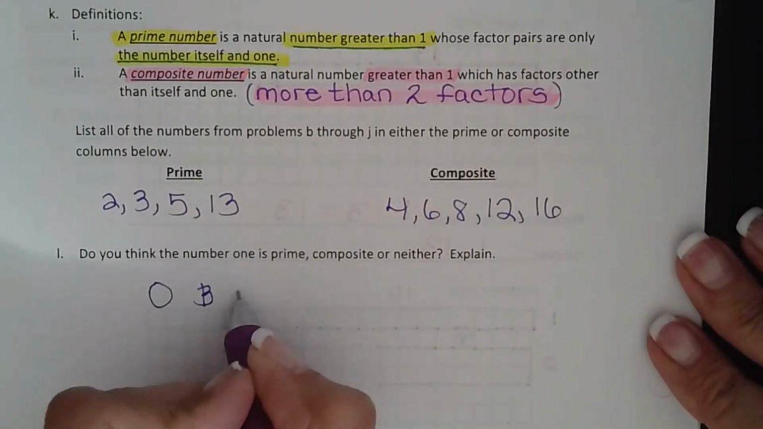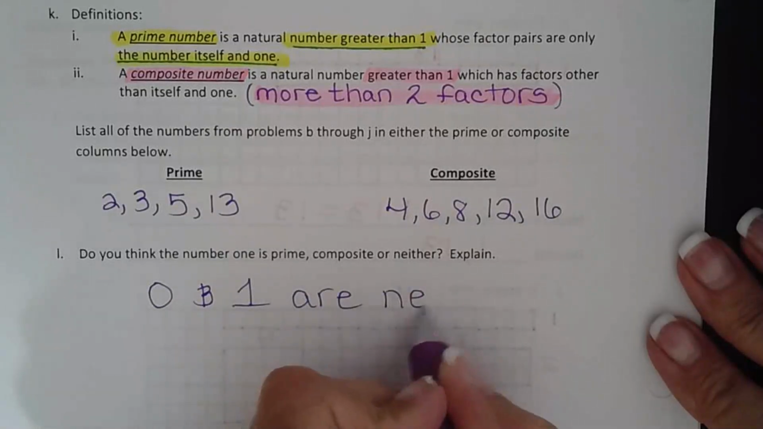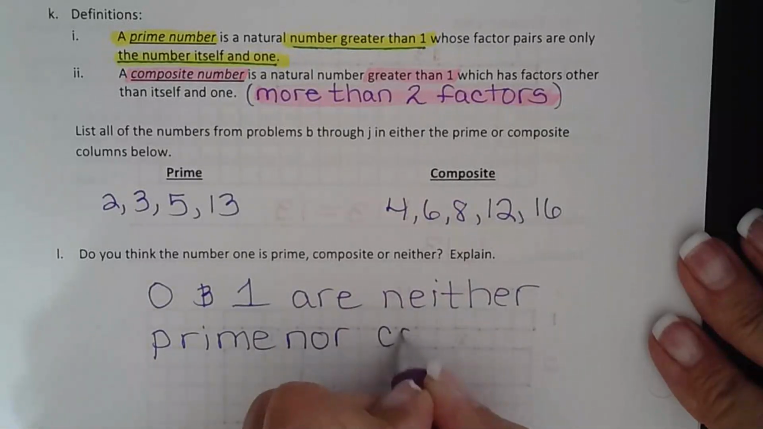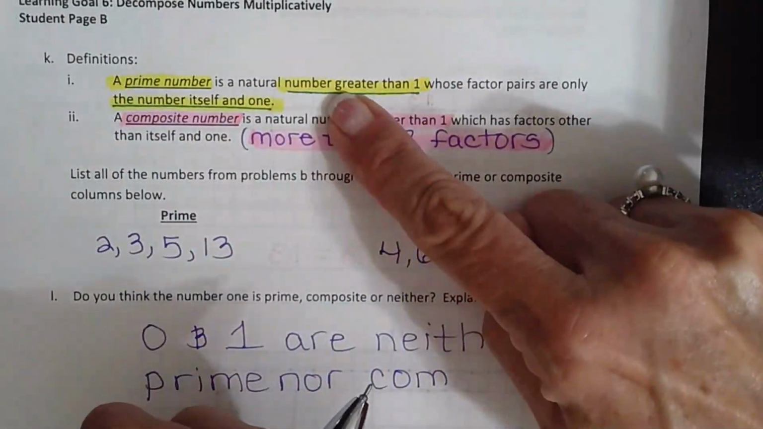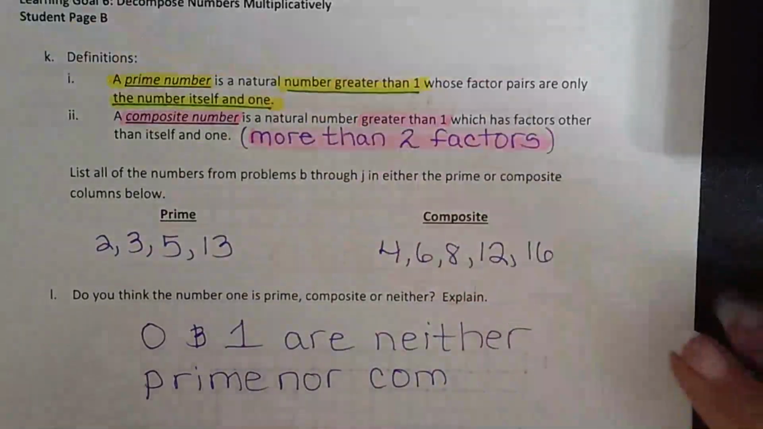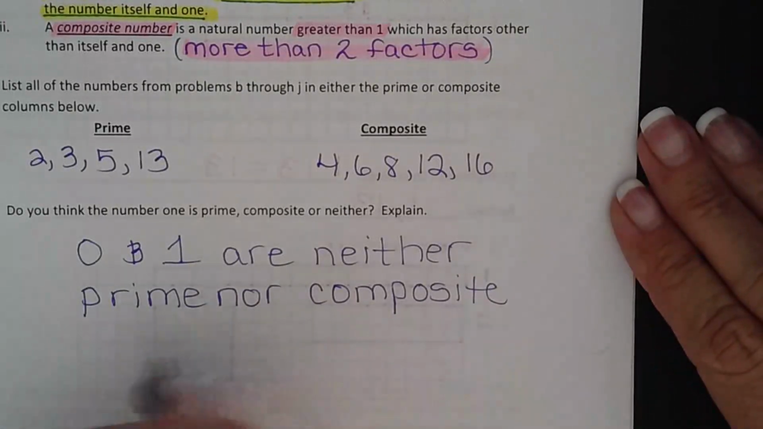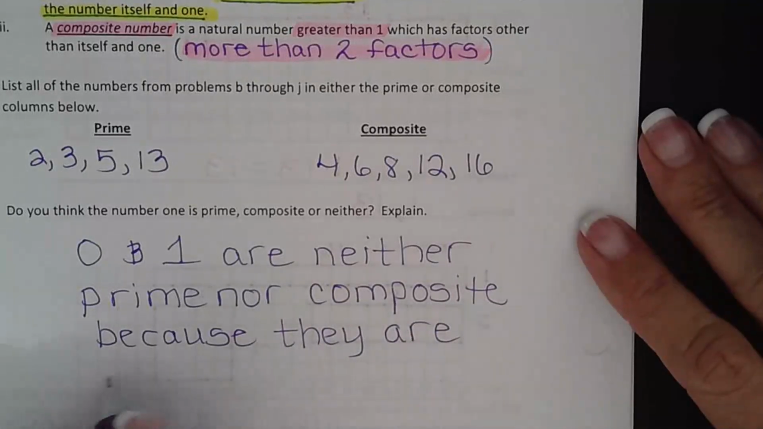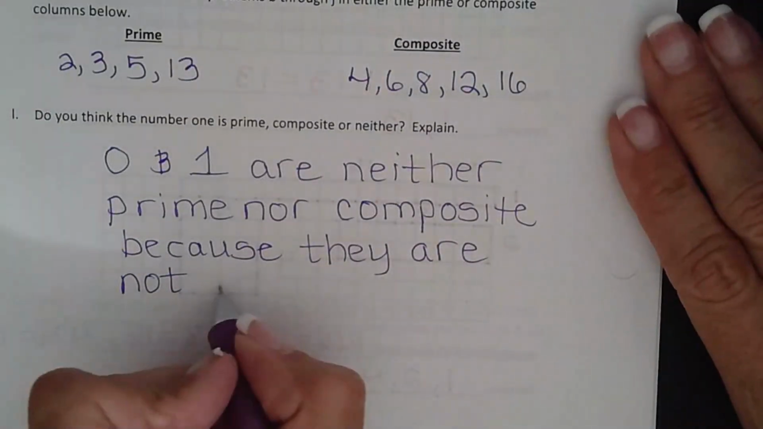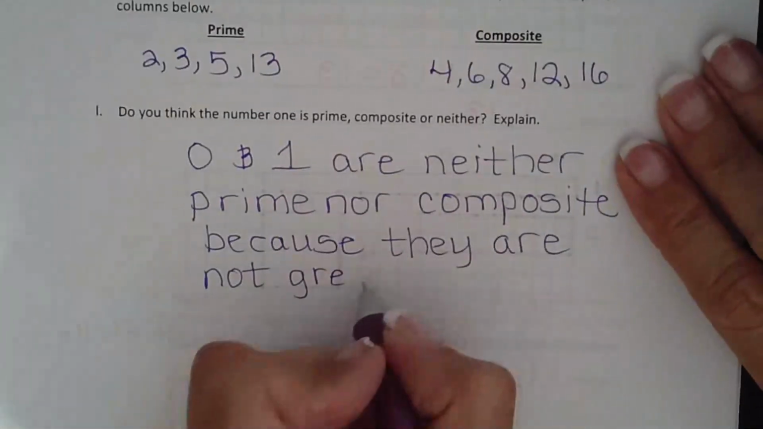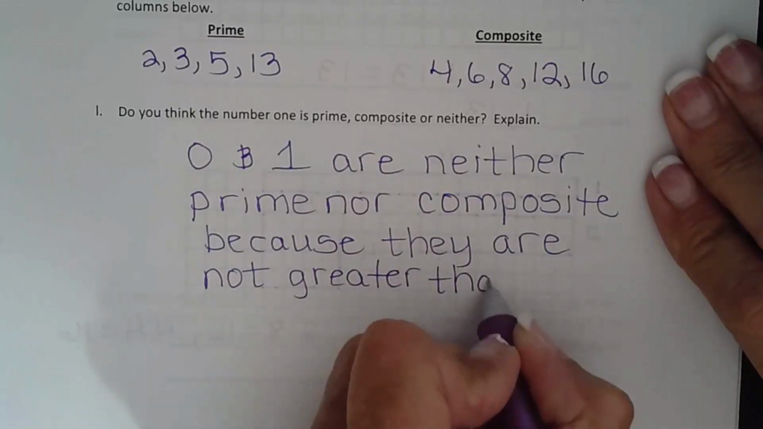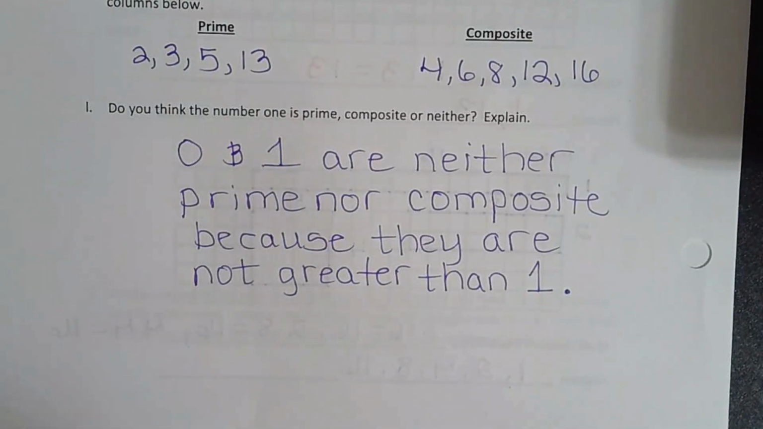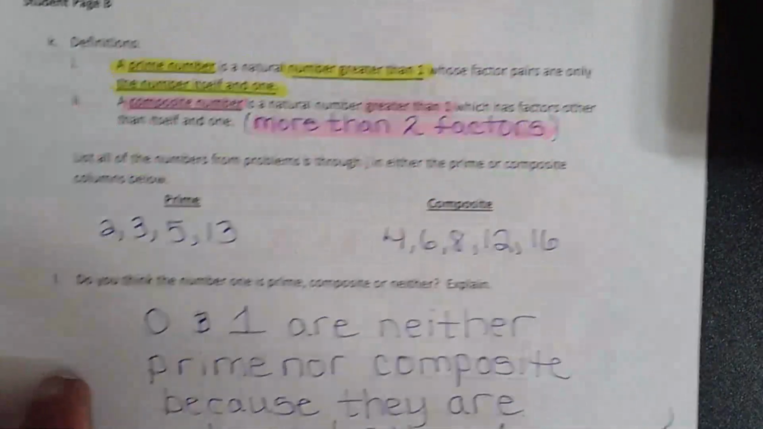0 and 1 are neither prime nor composite because they are not greater than 1, which the definition in both requires.